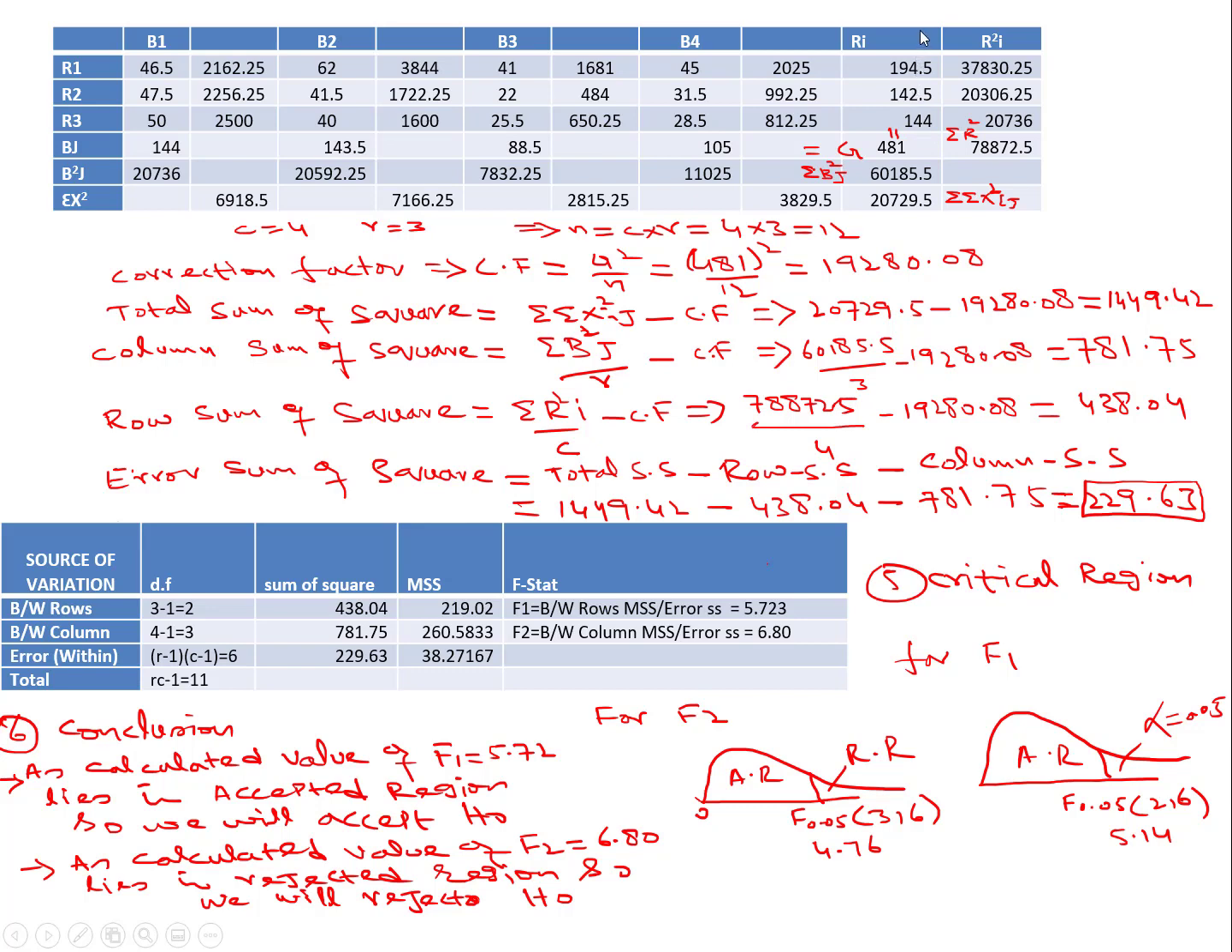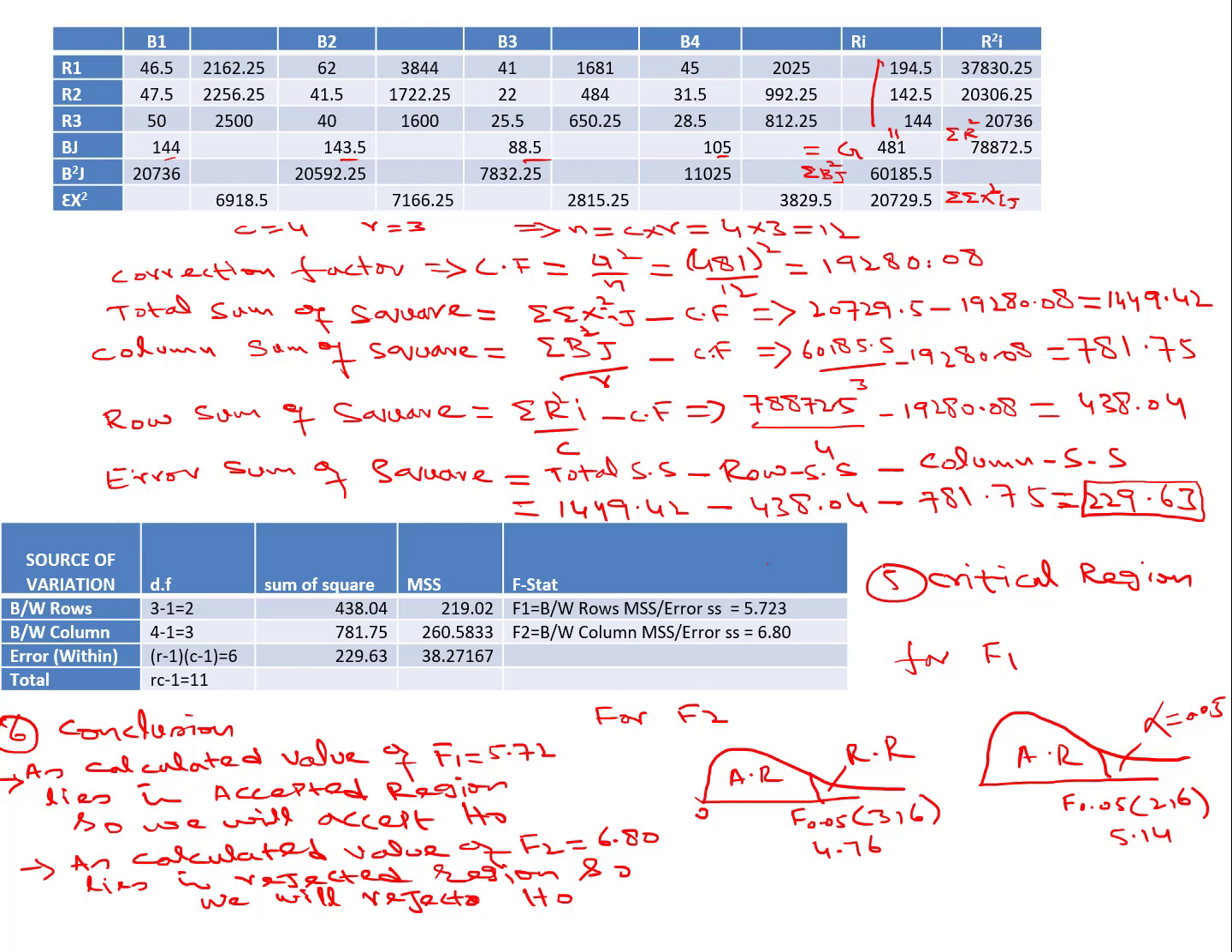So if you add this, and this, and this one, the sum will be 481. This is basically the column sum, and the row sum will be equal. So this is 481. Now we need this G value in the correction factor. You need to put this 481 squared divided by n. So our n is 12.